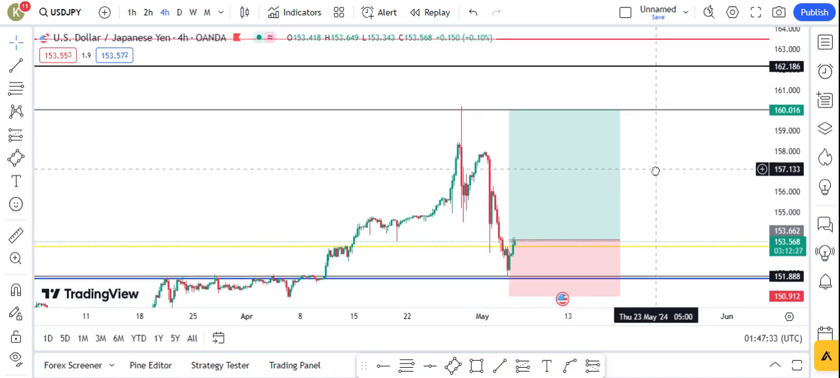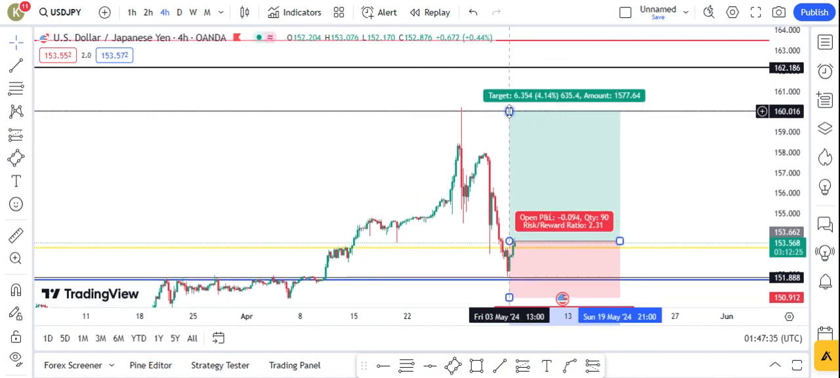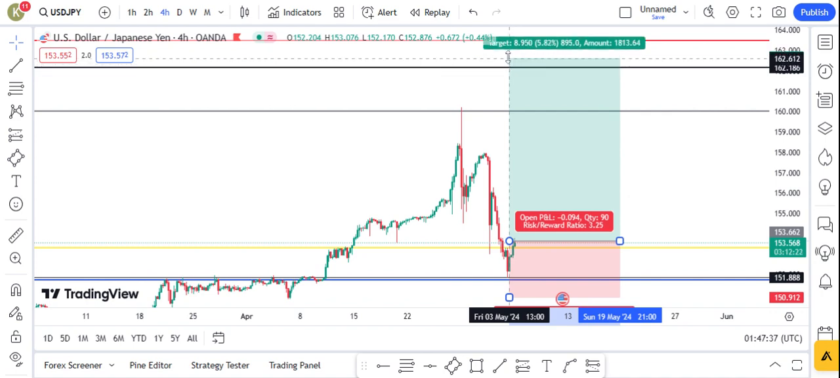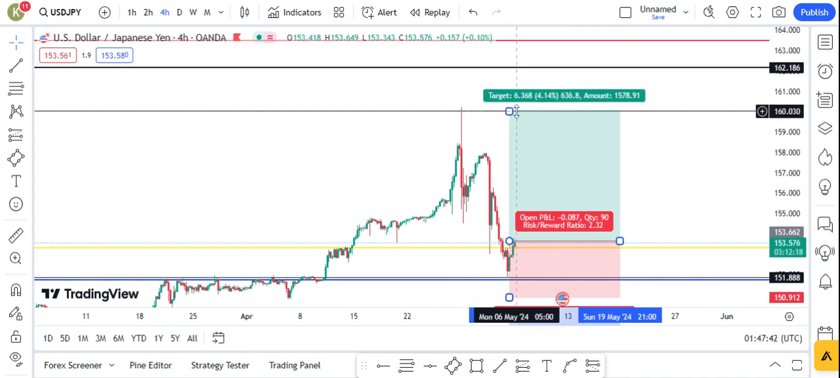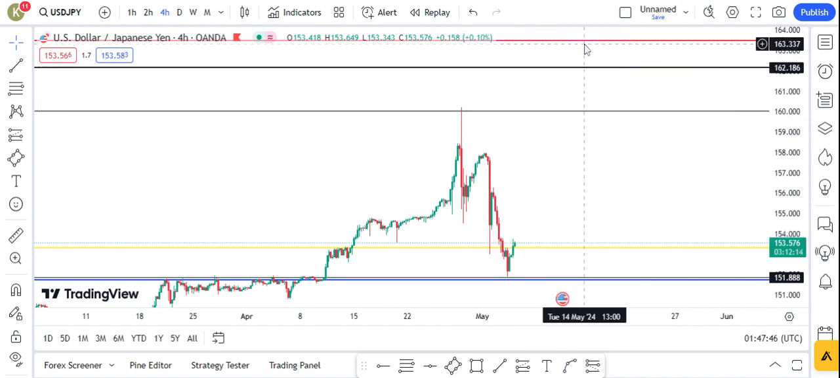Even if we should take out the 100% retracement, we still have the extension level. So we still have a lot of opportunities to the upside. So there's no need to rush, guys. So that's it on USD/JPY.